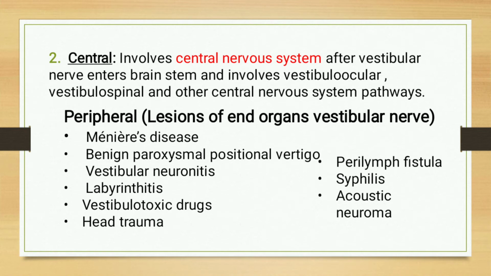And some of the peripheral causes of vertigo are Meniere's disease, benign paroxysmal positional vertigo, vestibular neuronitis, labyrinthitis, vestibulotoxic drugs, head trauma, perilymph fistula, syphilis, and acoustic neuroma.